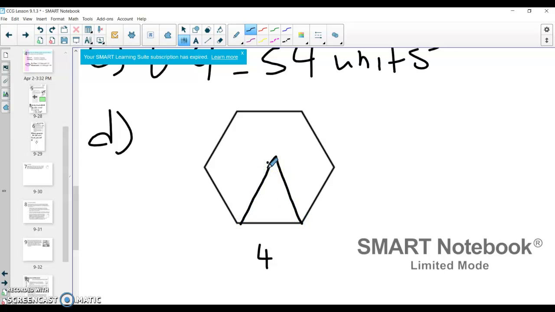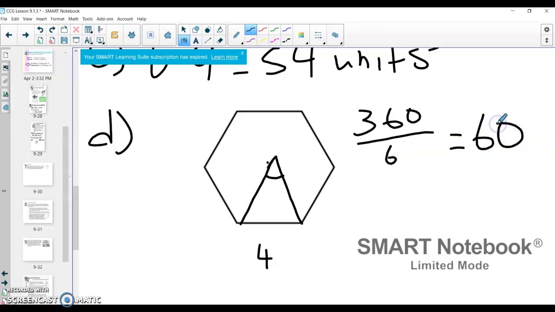We need to find the central angle, so we got to find this angle right here. To find central angle, that is 360 divided by the number of sides. This is a hexagon, so it's got 6 sides. And so my central angle is 60 degrees. We drop the apothem down.